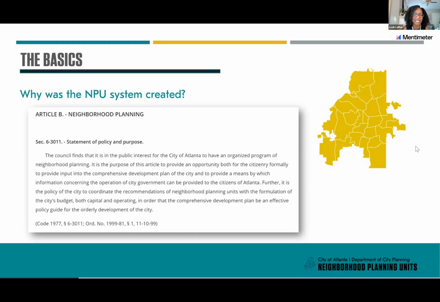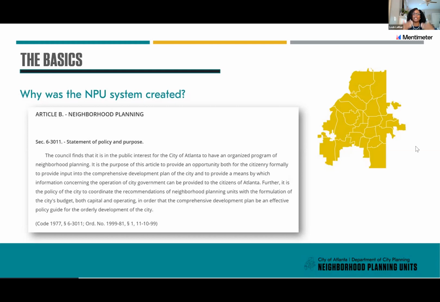The Code of Ordinances describes that the council found it in the best public interest of the city of Atlanta to have an organized program of neighborhood planning. In section 6-3011, this is stated: the purpose of the article is to provide an opportunity for both the citizens formally to provide input into the CDP, or the Comprehensive Development Plan of the city, and to provide a means by which information concerning the operation of city government can be provided to the citizens of Atlanta.